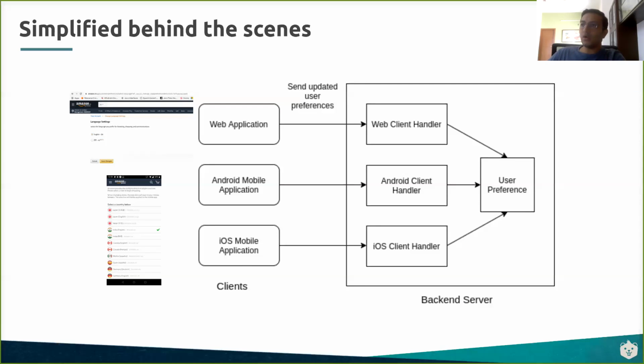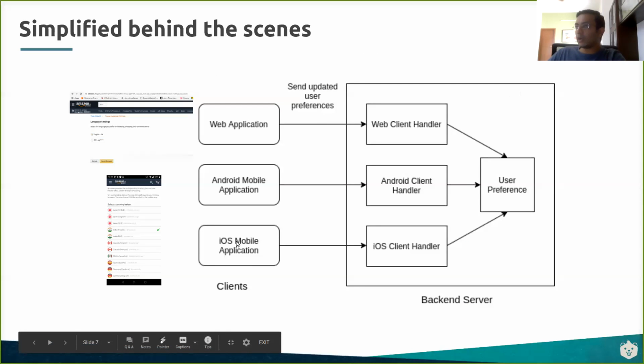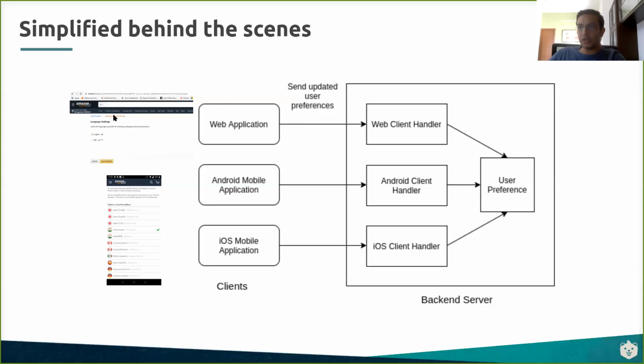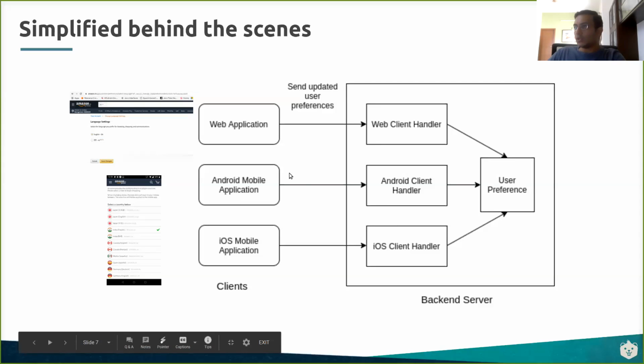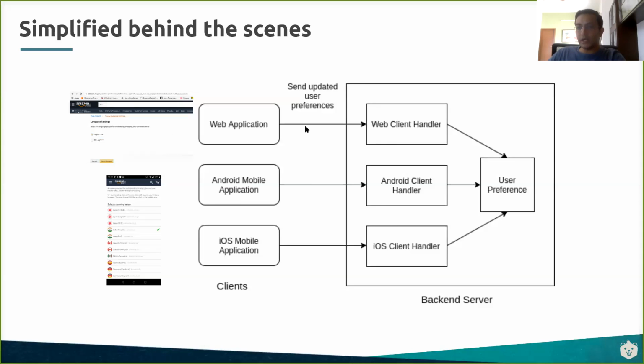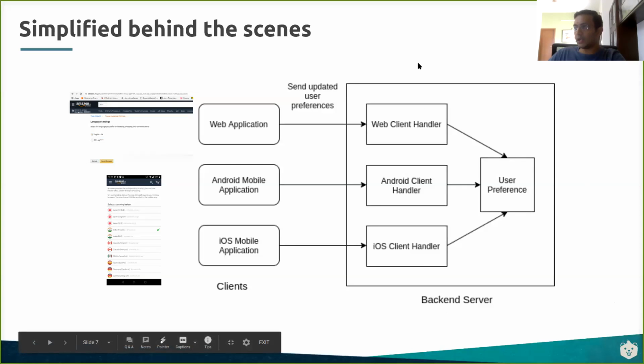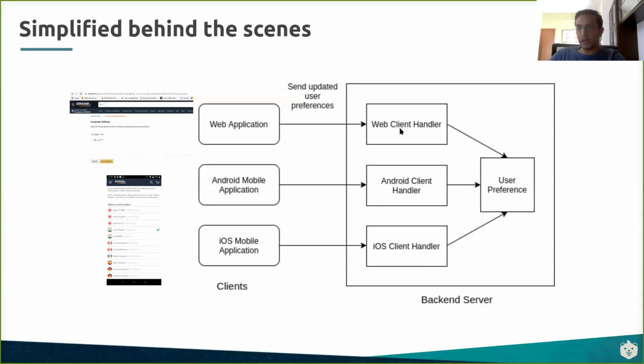In terms of our architecture for this particular byte, your browser tab where you've launched Amazon.in is your web application, and your mobile app where you're launching the Amazon app is your mobile application, could be Android or iOS. So these are the clients. When these clients send in their updated user preferences, suppose you had English and then you choose Hindi, the web application sends it to the backend server. This could be a bunch of servers, but it hits somewhere on your backend.